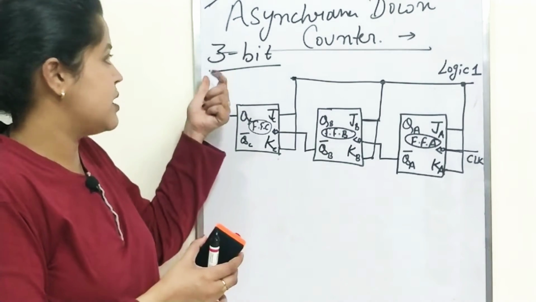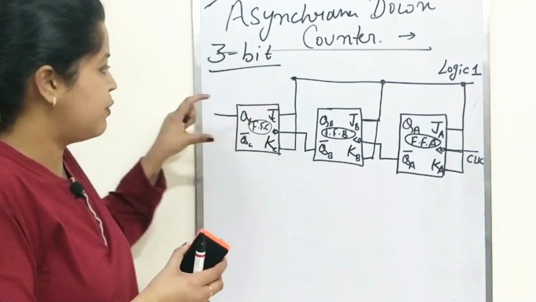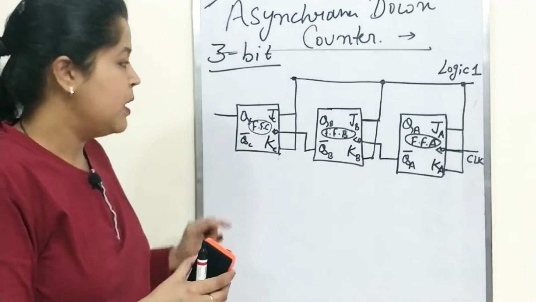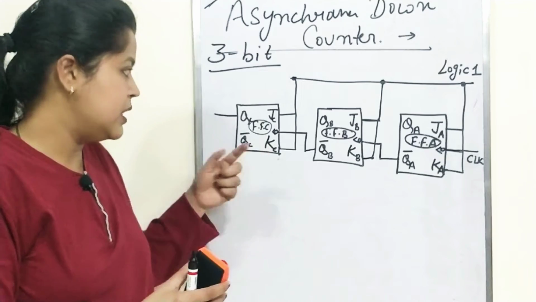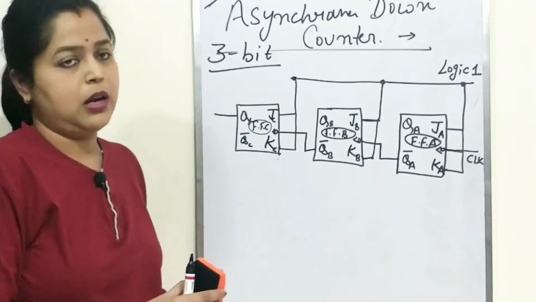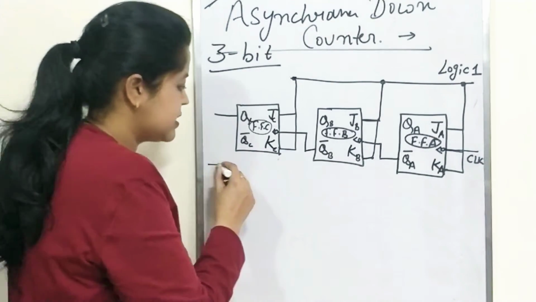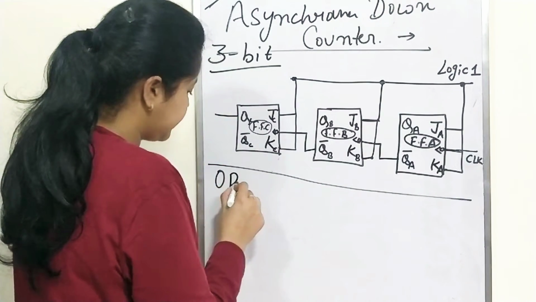If you are going to design the 4-bit counter, then you will have to add one more flip-flop, naming flip-flop D, and their inputs will be JD, KD and the outputs will be QD and QD bar. This is the circuit diagram. Now I will start the operation.